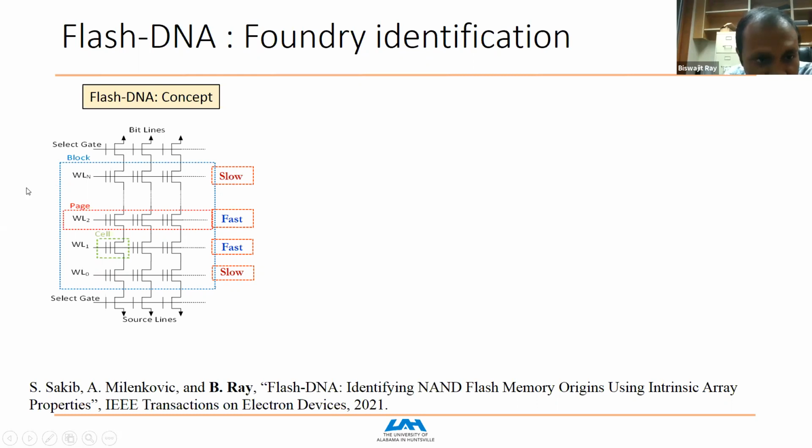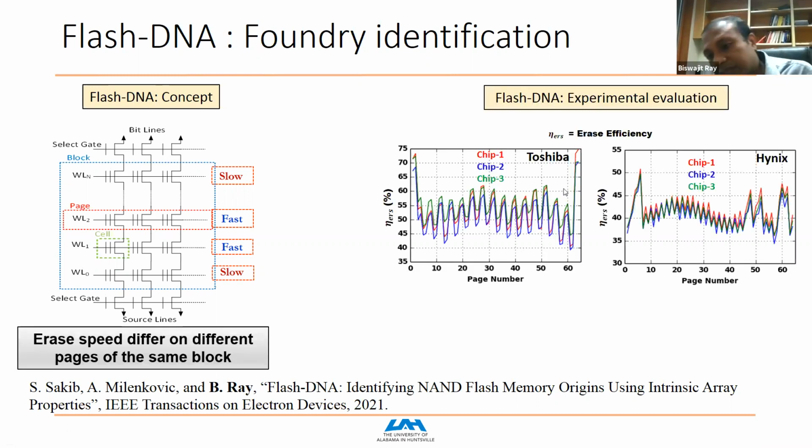So here, what we used: in a flash memory, we erase block by block. But in a block, there are multiple word lines. So we found that certain word lines are slow to erase, certain word lines are fast to erase. So this is a unique pattern, and every company has a different pattern. For example, here are the evaluation results. Here the x-axis is the page number or word line number, and the y-axis is the erase efficiency. That means one word line is slow to erase, one word line is fast to erase. So we see a unique pattern between the word lines, and this pattern is the same for all the chips coming out from the same foundry. But if you change the manufacturer or the foundry, we see a different unique pattern.